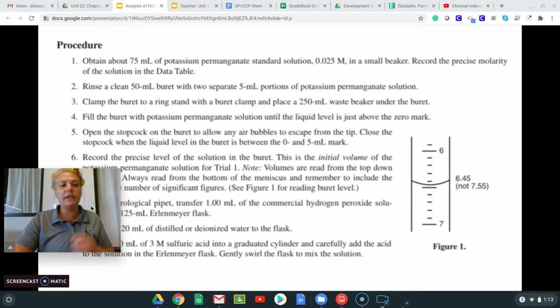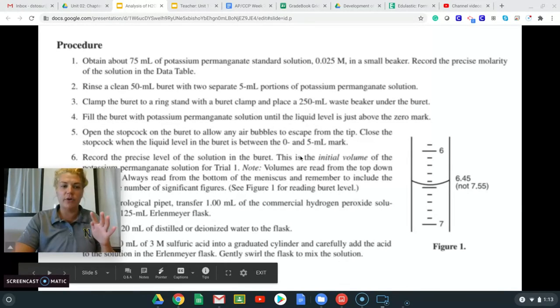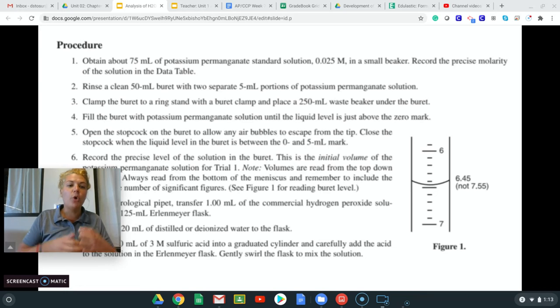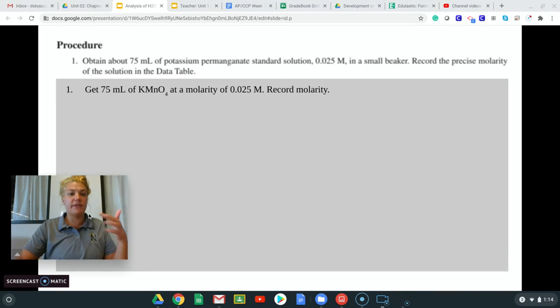Okay, now the one thing that I want to talk about is procedure because this is a lot, okay? And we've already done a titration. So since we already have a titration in our lab notebook, we can be very brief with this titration because we can refer to the titration we did before. So I'm going to show you how I do that. The first step is obtaining 75 milliliters of potassium permanganate standard solution, blah, blah, blah. Shorten it. We're going 75 milliliters KMnO4 at a molarity of 0.025 molar, record.